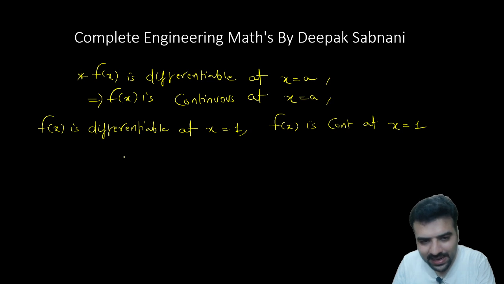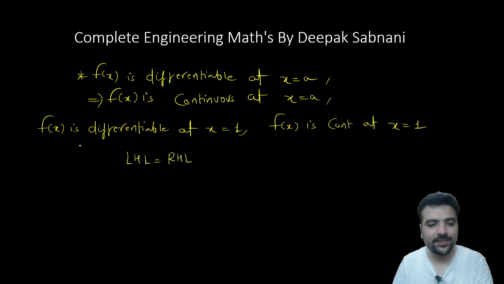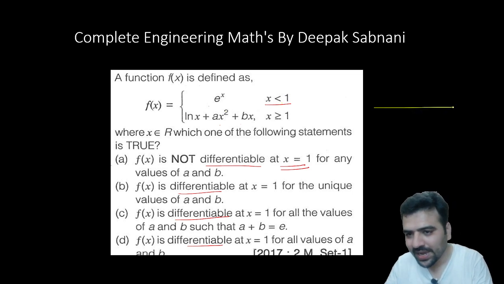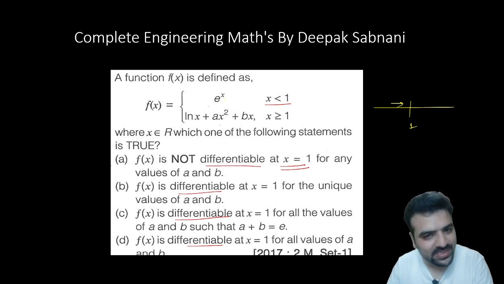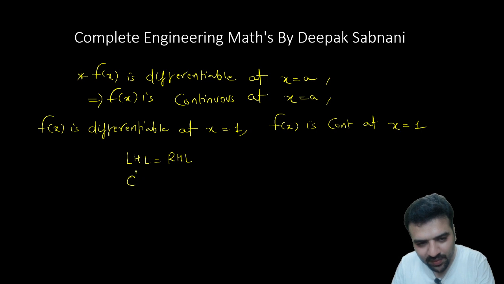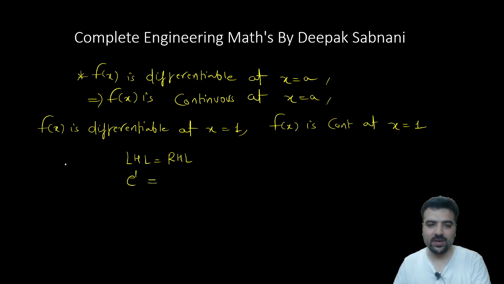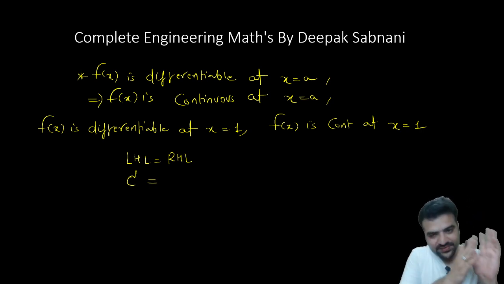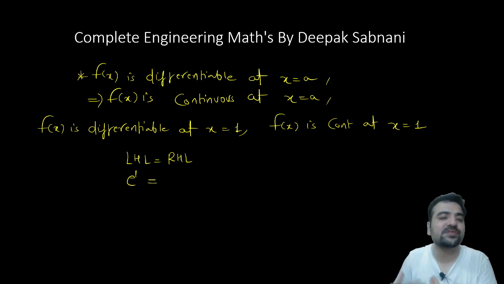So it means that at x equal to 1, the left hand limit should be equal to the right hand limit. From the left hand limit, if you are approaching x from the 1 minus side, then the function is e^x, so e to the power 1. So LHL is actually e to the power 1. I'm not doing that limit x tend to 1 minus and writing the function. In the last video, I have already explained how to find it. Now we can directly use it and save some steps.